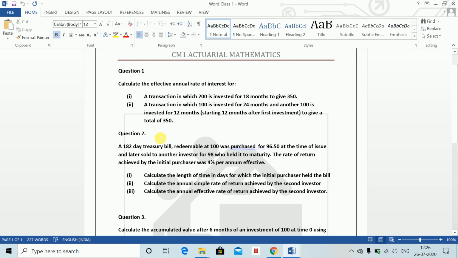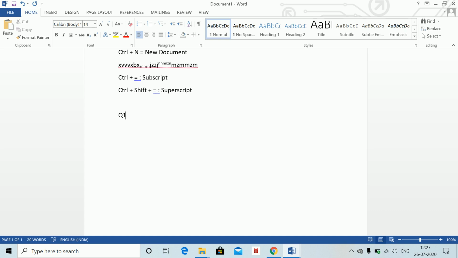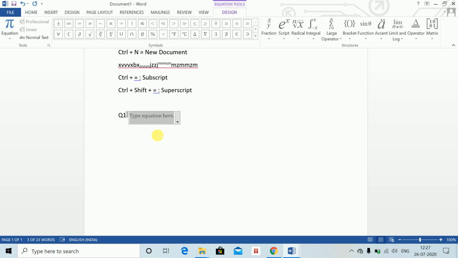Calculate the annual effective rate of interest for a transaction in which 200 is invested for 18 months to give 350. So you have to calculate i. So first, question 1. Alt equals to 200 into (1 plus i), brackets close, to the power. To the power appears on Shift and 6 key of your keyboard, and then 18 divided by 12, because it's in months, and press equals to 350.